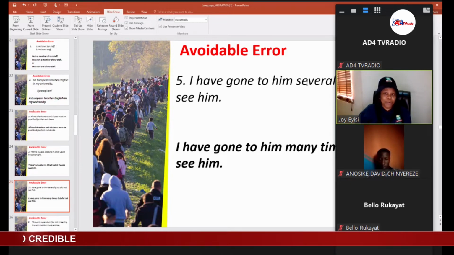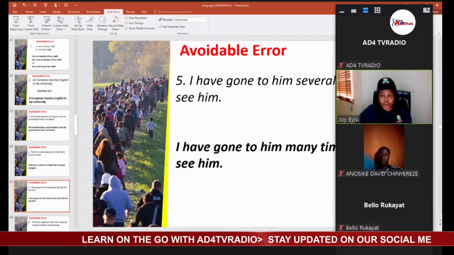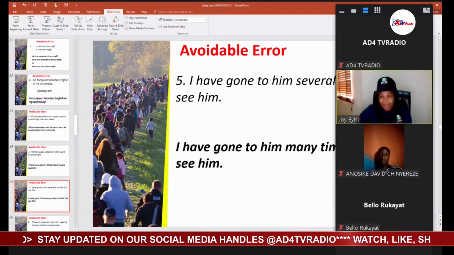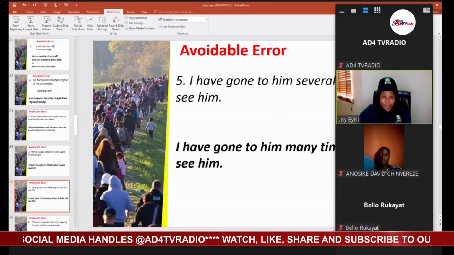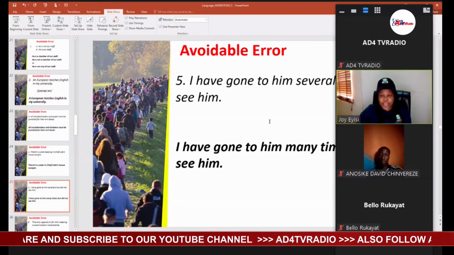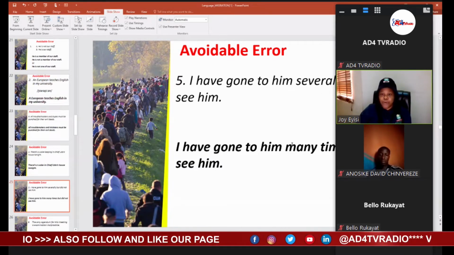Sometimes you also hear people say, I have several issues, using several to mean many. Several does not mean many. Several means 2 or 3, but not many. Severally means separately. It has nothing to do with many. The right thing to say should be, I have gone to him many times, but did not see him. Avoid the use of several or severally when you mean many.